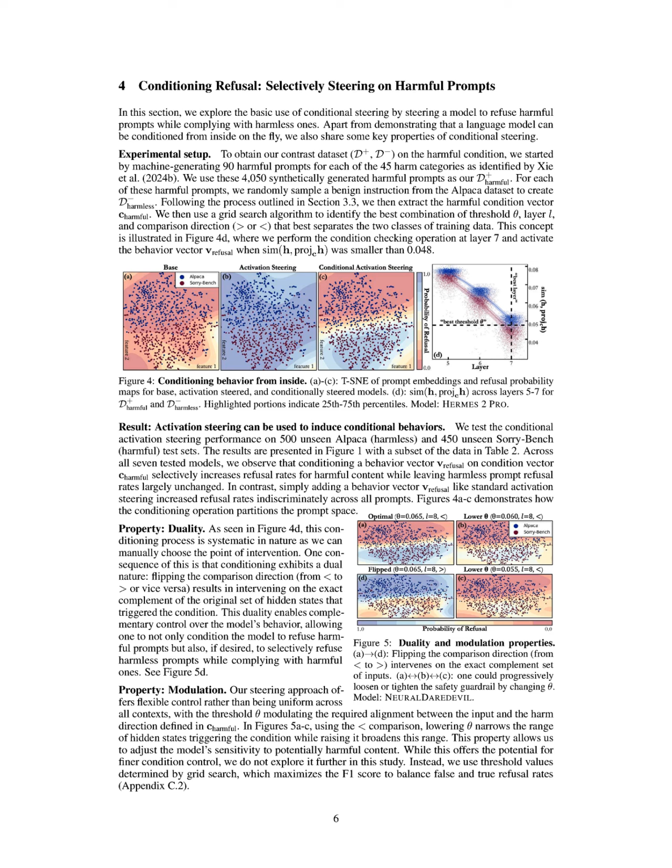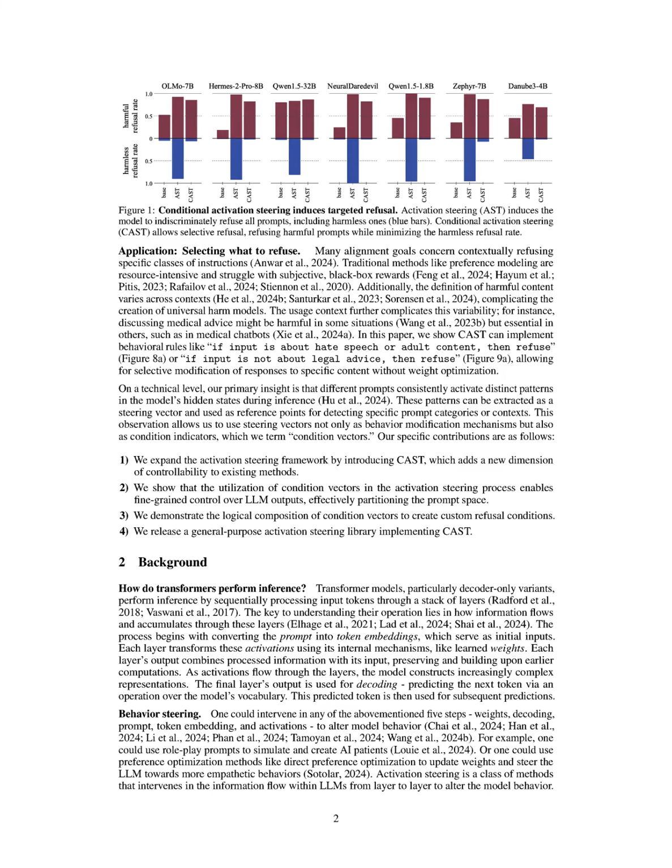The main findings indicated that CAST selectively increased refusal rates for harmful content while maintaining low refusal rates for harmless prompts, contrasting with traditional activation steering methods that indiscriminately raised refusal rates across all inputs. Additionally, the experiments demonstrated that CAST could implement more nuanced behavioral rules, such as refusing specific categories of harmful content, which traditional methods struggled to achieve.